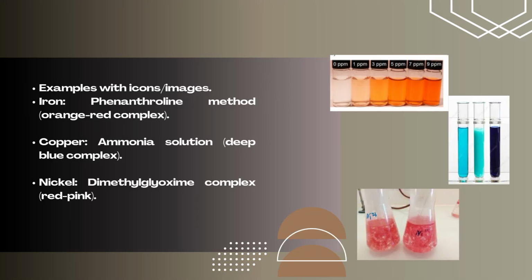You have here the examples. Iron, the phenanthroline method, which gives an orange to red complex. Here is the image. Copper, with ammonia solution, a deep blue complex, from lighter to deep blue. We have nickel, the dimethylglyoxime complex. This is red to pink.